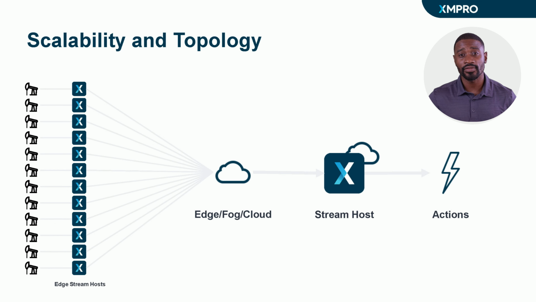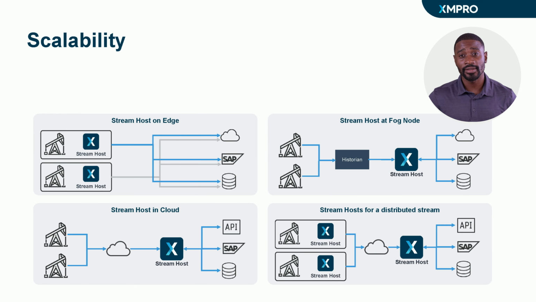Finally, there's an option to run one stream host per asset, assuming you have sufficient compute capability next to each asset. When it comes to scalability, these different topologies, whether running stream hosts next to assets, using a historian, or leveraging cloud-based servers, allow you to optimize data processing according to your operational needs. You can even have distributed streams where parts of a data stream run on different stream hosts, though this requires careful consideration of latency and other factors.